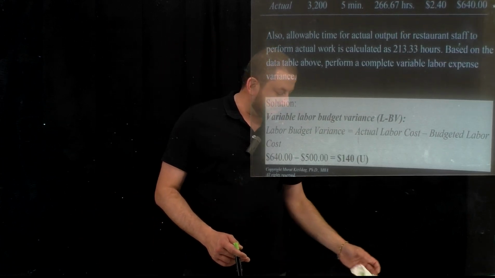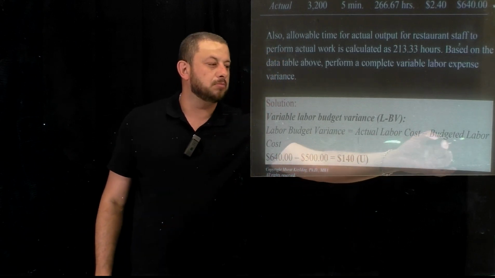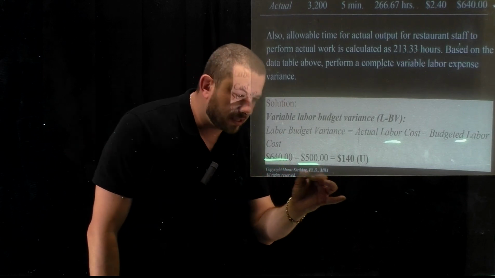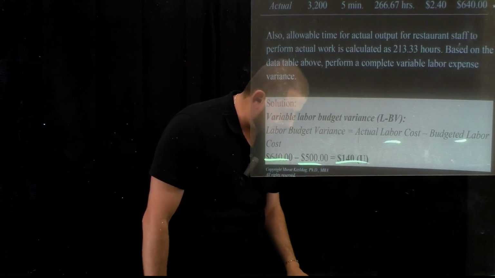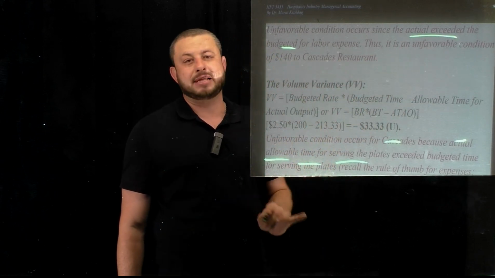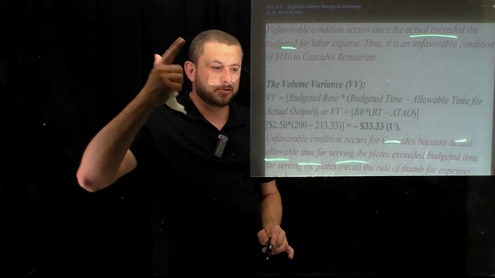So variable labor budget variance is equal to actual labor cost minus budget labor cost. I'm going to utilize the table to plug in numbers. Very easy. 640 minus 500, 140. It is unfavorable, 140. Why? Because actual exceeded the budget again. That's why it is unfavorable. Please, please, please refer to the table.